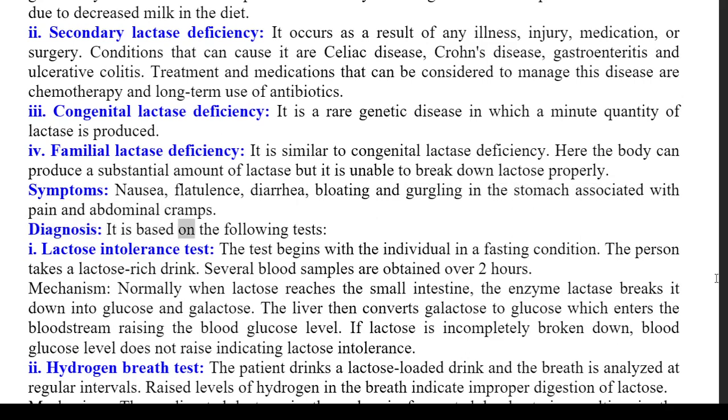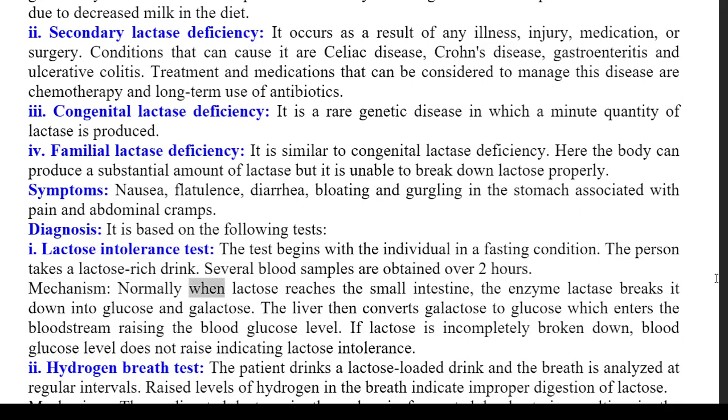Diagnosis: it is based on the following tests. 1. Lactose intolerance test. The test begins with the individual in a fasting condition. The person takes a lactose-rich drink. Several blood samples are obtained over 2 hours.